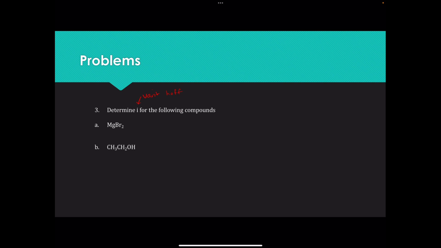So if I've got magnesium bromide, magnesium's a metal. The instant we see that metal, I have an ionic compound. Soluble ionic compounds are electrolytes. So magnesium bromide is an electrolyte. If I were to break it into its ions, it's going to break apart into Mg2+ and 2Br-.